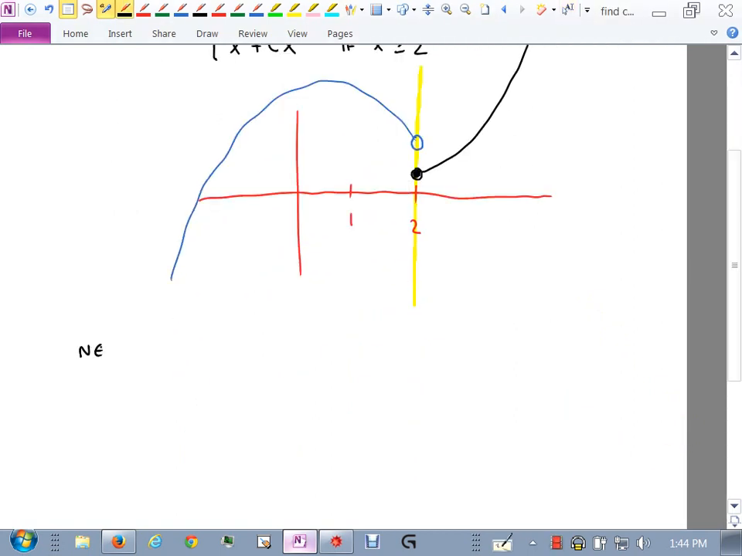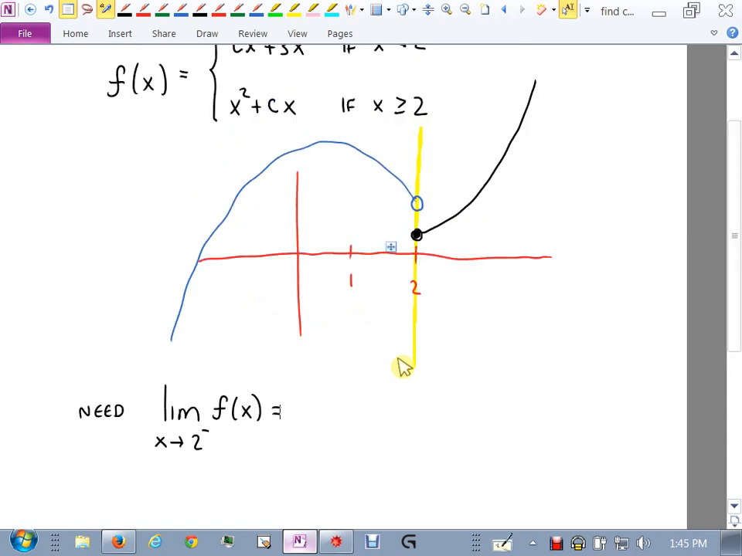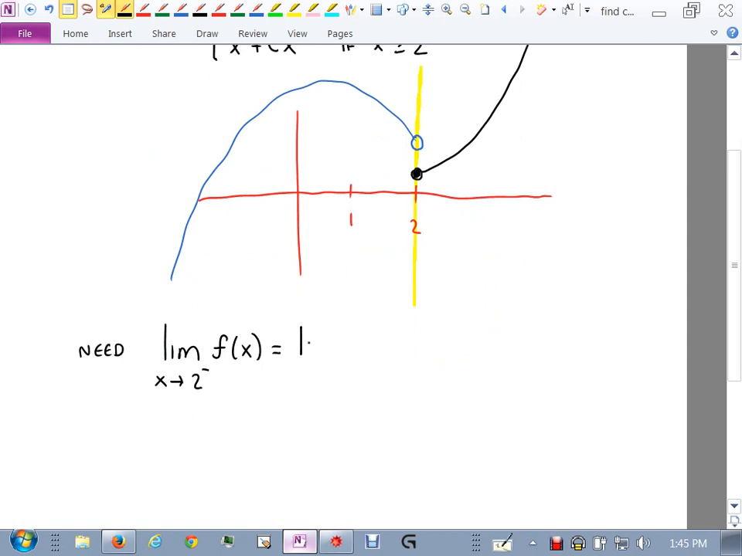I need the limit as x approaches 2 from the left of the function to be equal to, now, what does it need to be equal to? Do you agree that that must be true? Yes? Those limits have to go to the same place.